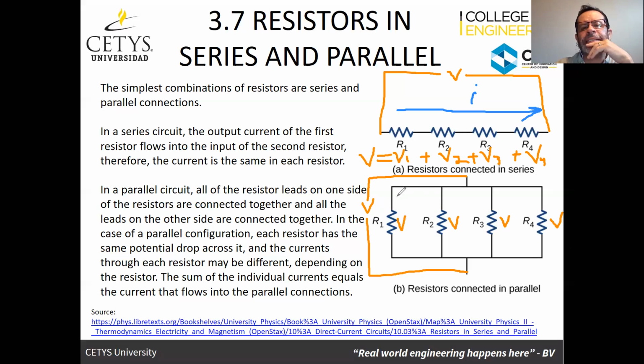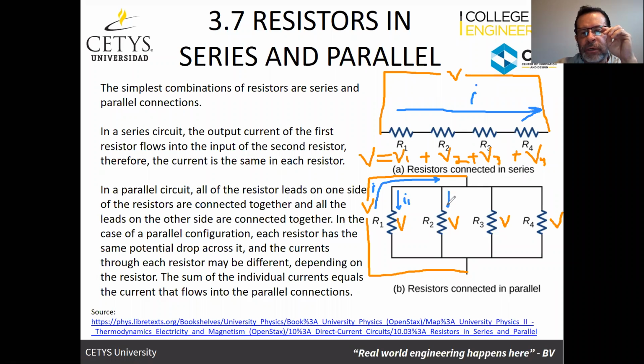So what's happening here, and again, think about the analogy of the fluids, is that there's going to be one major current going through the circuit. We're going to call this I. And that current, when it gets to this point, is going to be divided, in this case, into 4. So we're going to have one current here going through this resistor. It's going to be I1.